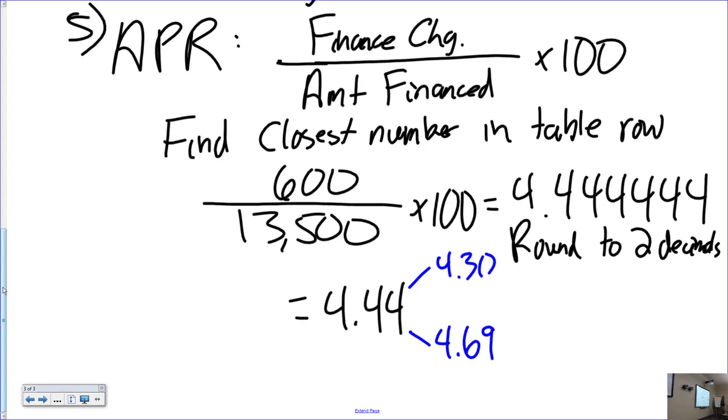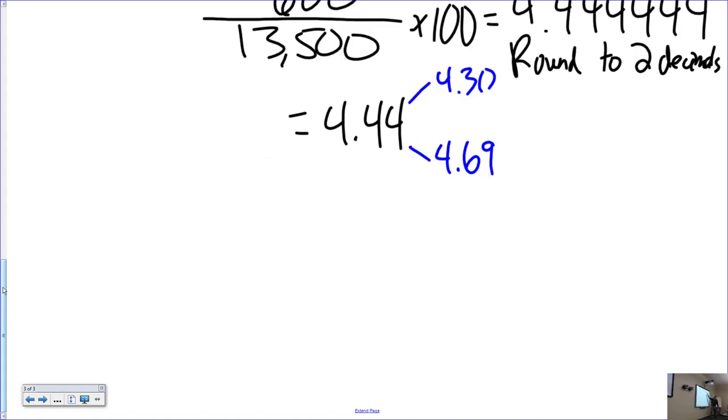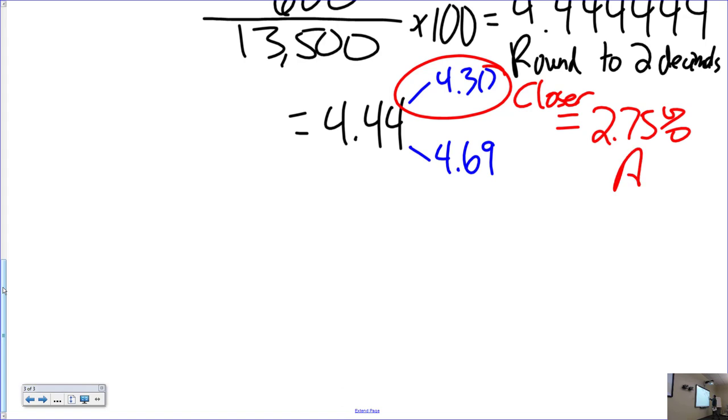4.69. The way you are supposed to do this, folks, is to look for which one of those numbers is closer to 4.44. How far is this one away? 14. By 14, how far is this one away? 25. Obviously, which one's closer? Closer. And then you figure out what the interest rate is by going from that number all the way up to your percentage. So go to the top from 4.30. 2.75%. That's what interest rate you're paying to this particular farmer. That's how it works, okay?